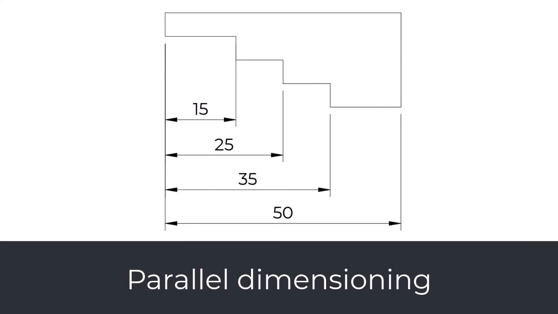When employing parallel dimensions, it is important to ensure that the dimension lines are not excessively long or extend beyond the feature being dimensioned. Proper spacing, alignment, and consistent placement are key considerations to maintain a clear and organized drawing.